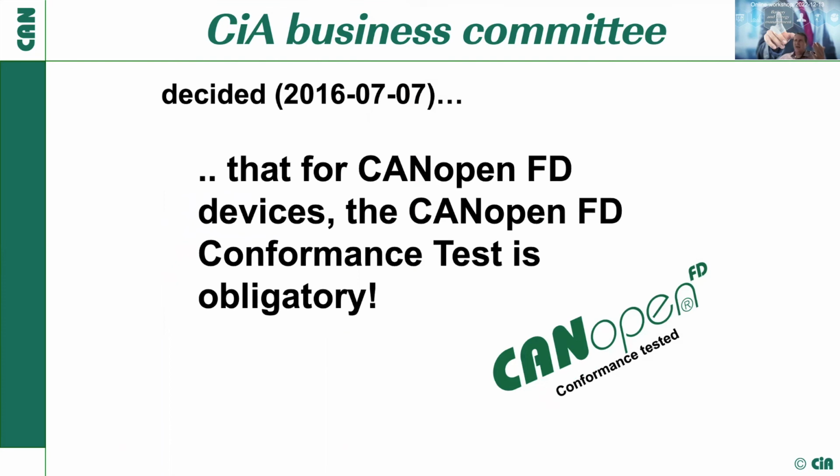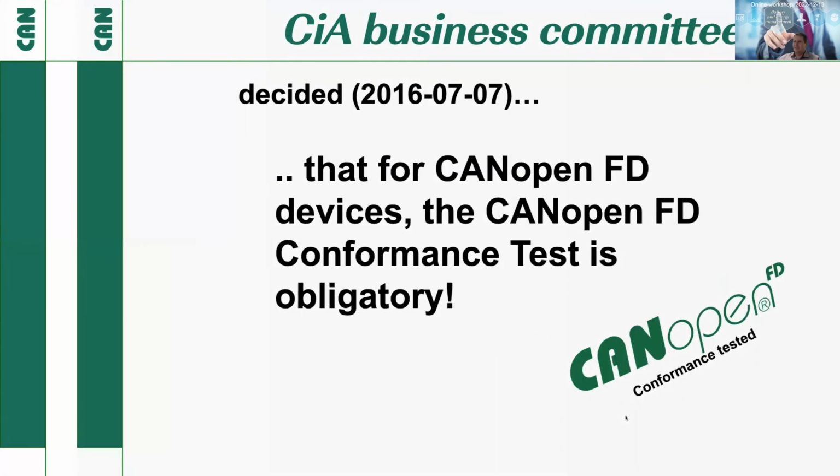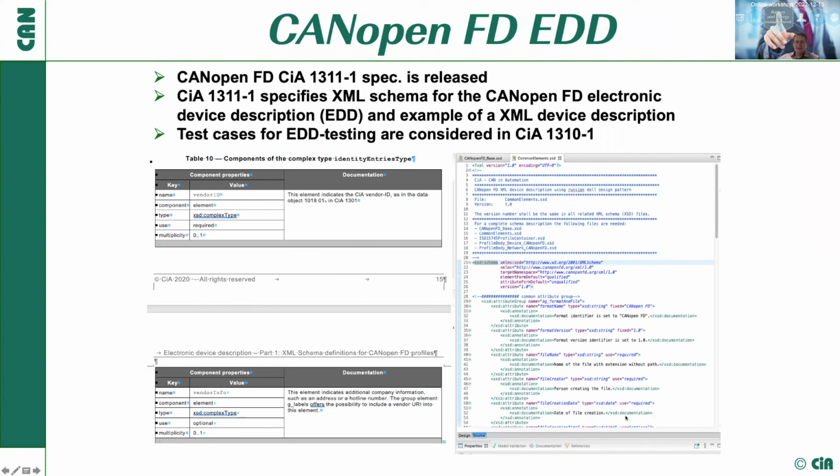I'd like to remind you that in CANopen FD we have an obligation for testing. So if you want to call your device a CANopen FD device, it has to be tested here at CAN in Automation office. Together with the test, we need a device description. It's an electronic device description, an XML-based description as specified in the specification 1311-1.